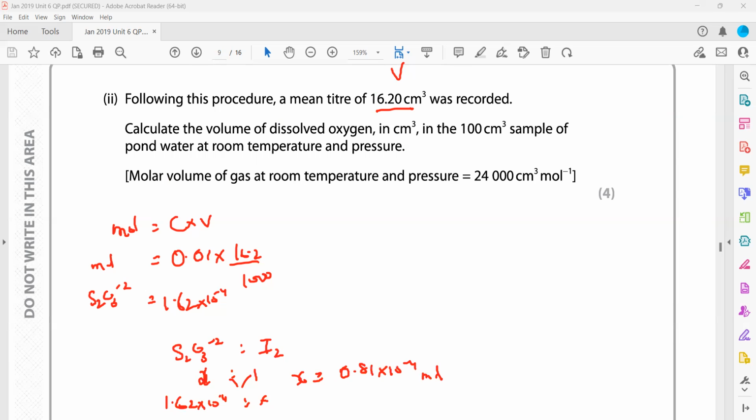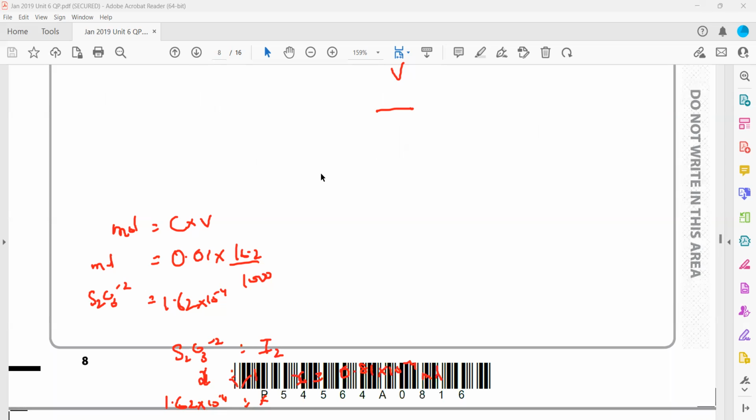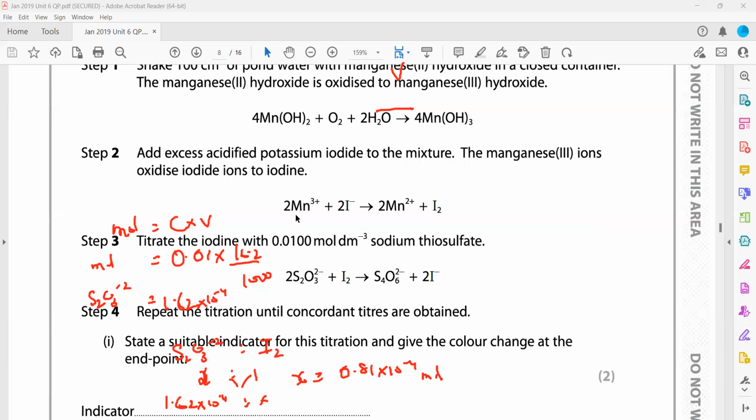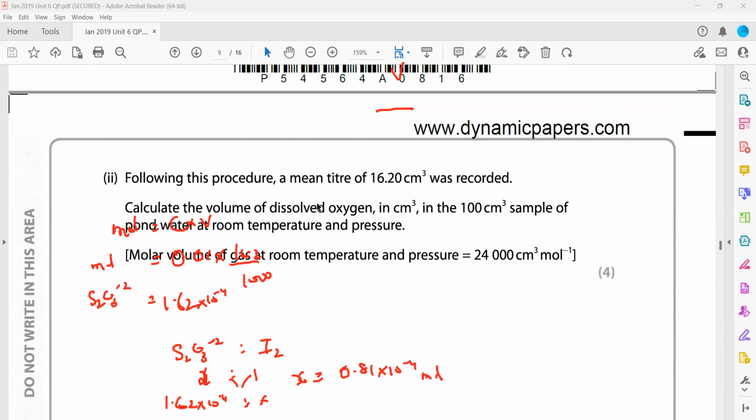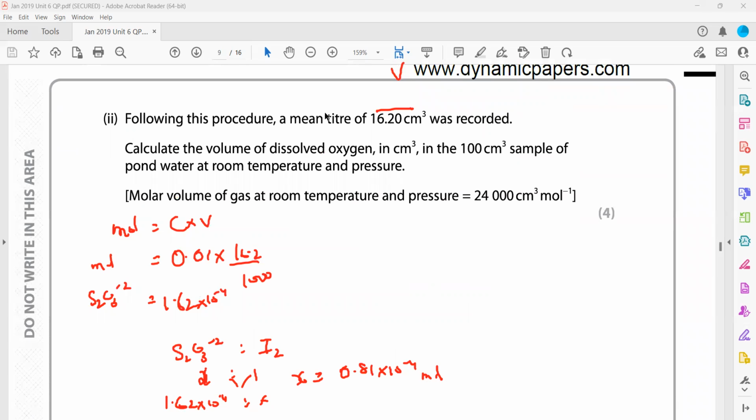After getting the moles of iodine, we'll get the moles of Mn³⁺. Again, we'll use a ratio from the equation. The ratio between iodine and Mn³⁺ is 1 is to 2. So if we have 0.81 × 10⁻⁴, this will be x. Cross multiply. We'll get the same answer, which is 1.62 × 10⁻⁴ mole.